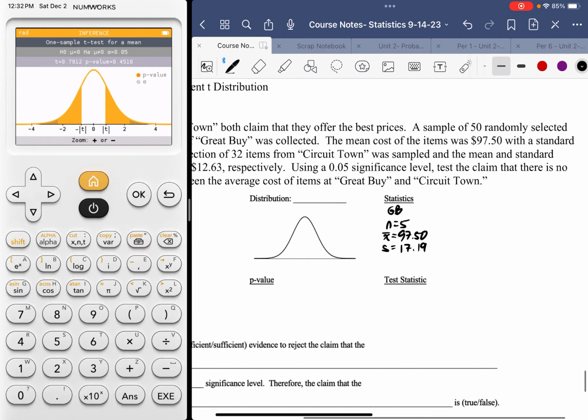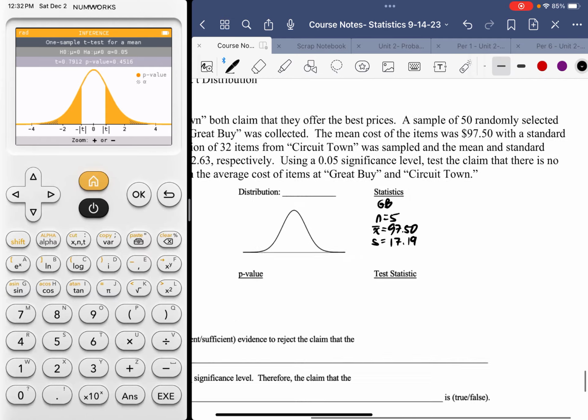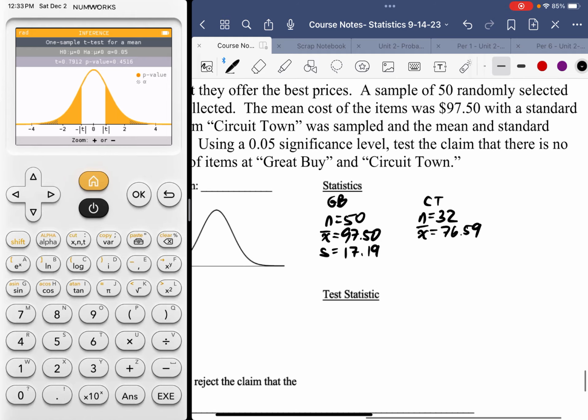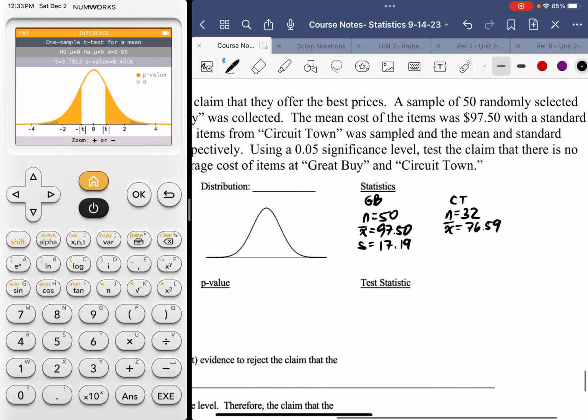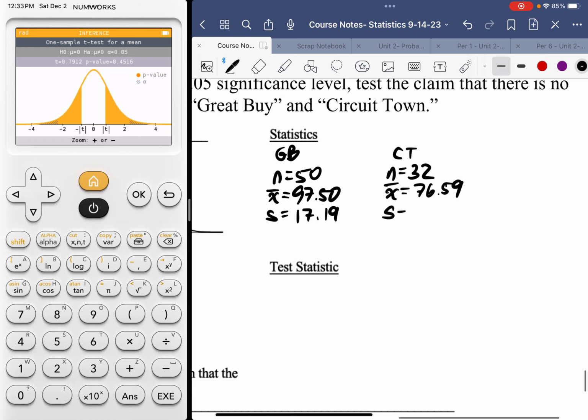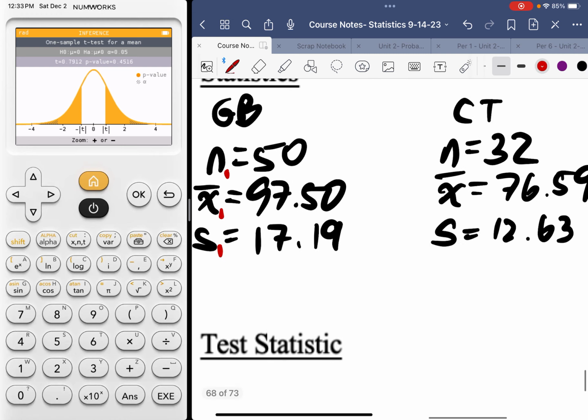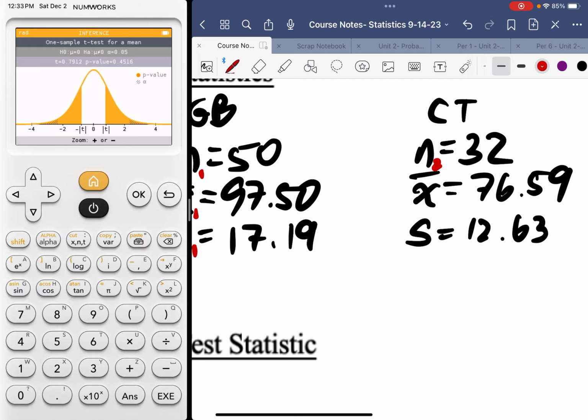Now, at Circuit Town, there were 32 items sampled at $76.59 and $12.63 respectively. Now this is for my first group, so I'm going to throw a little subscript of 1. And this is my second group, so we throw a subscript of 2.